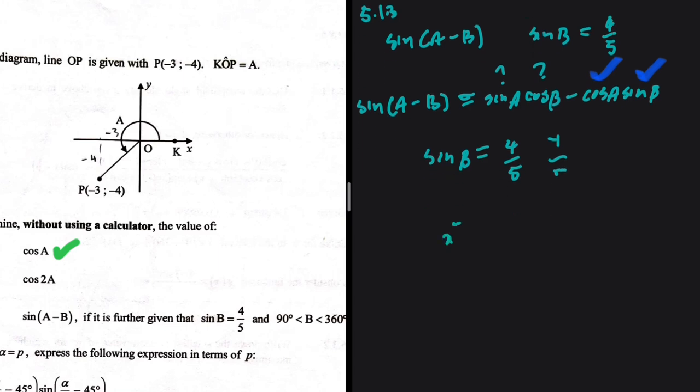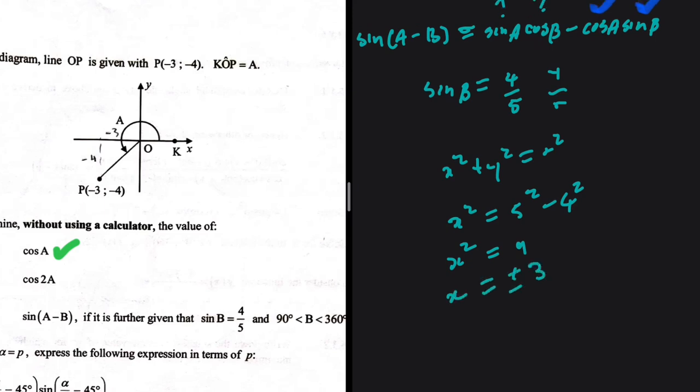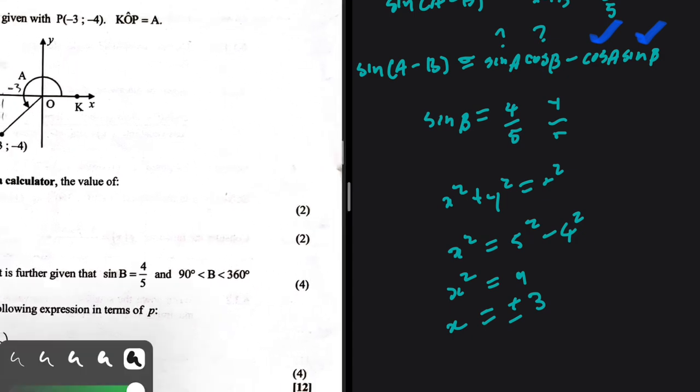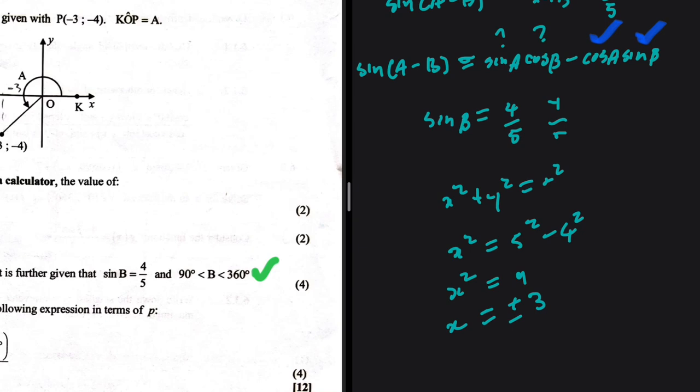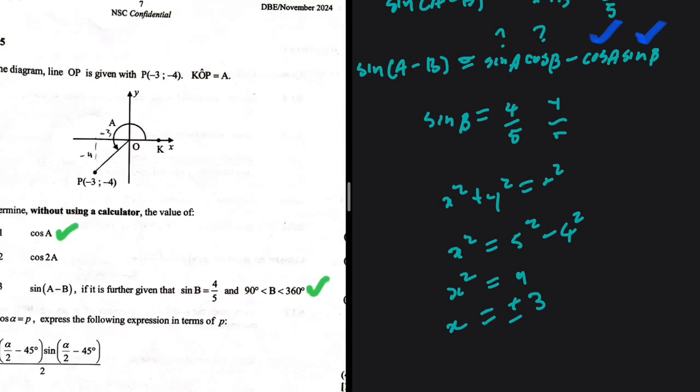We can say that x squared plus y squared is equal to r squared. So x squared is equal to 5 squared minus 4 squared. So x squared is equal to 9. X is equal to plus or minus 3. So there we go. We have plus or minus 3. We have a decision to make. Is it plus 3 or minus 3? That's where this information comes in handy. So B's range is running from 90.